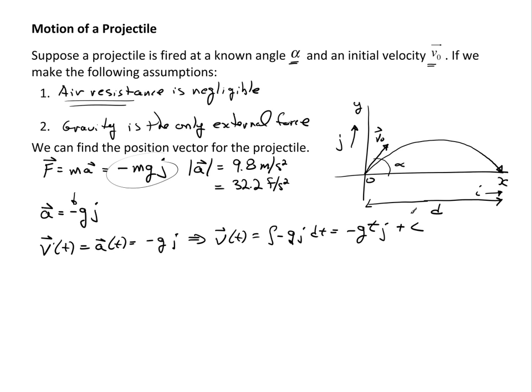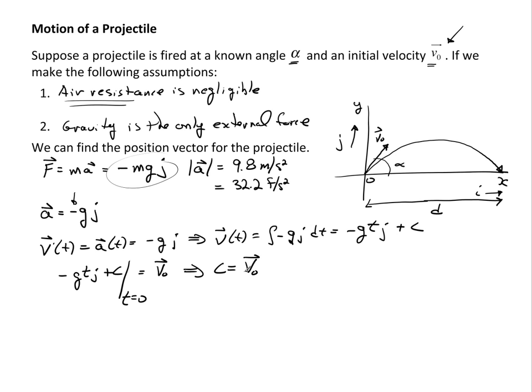Okay, but we have the initial velocity. We don't know what it is. It's just represented by v naught. So I can say, all right, negative g t j plus c evaluated at t equals 0 is equal to v naught, my initial velocity. So when t equals 0, this component goes away. That means that c must be equal to my initial velocity vector.